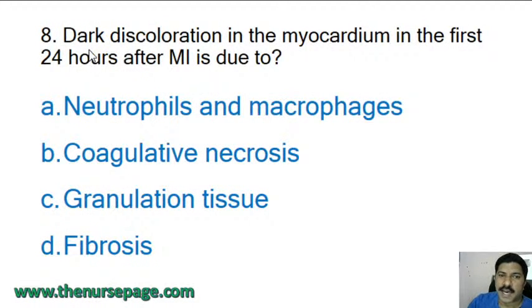Next question. Dark discoloration in the myocardium in the first 24 hours after MI is due to neutrophils and macrophages, coagulative necrosis, granulation tissue, or fibrosis. I think it is a new question for you. This question is related to pathological changes due to myocardial infarction.